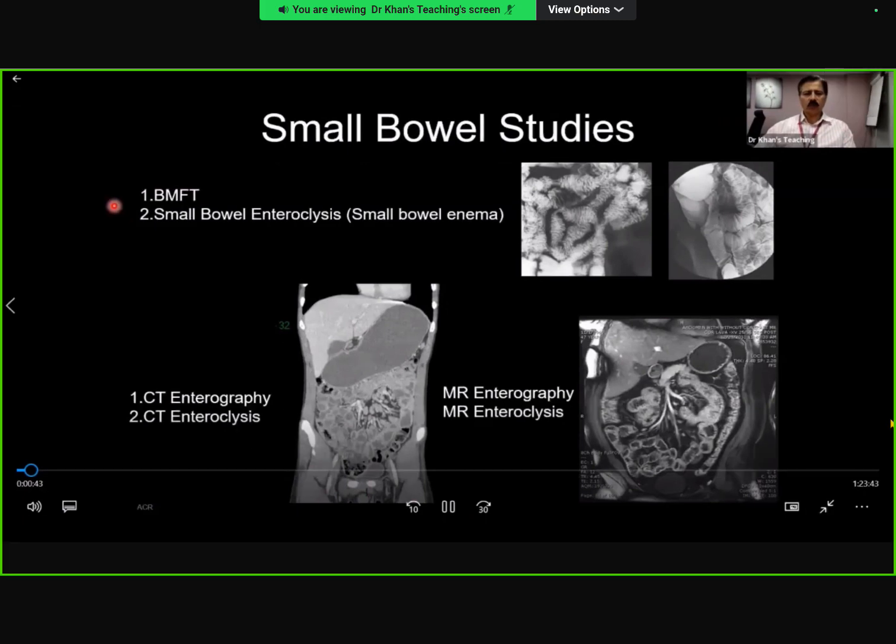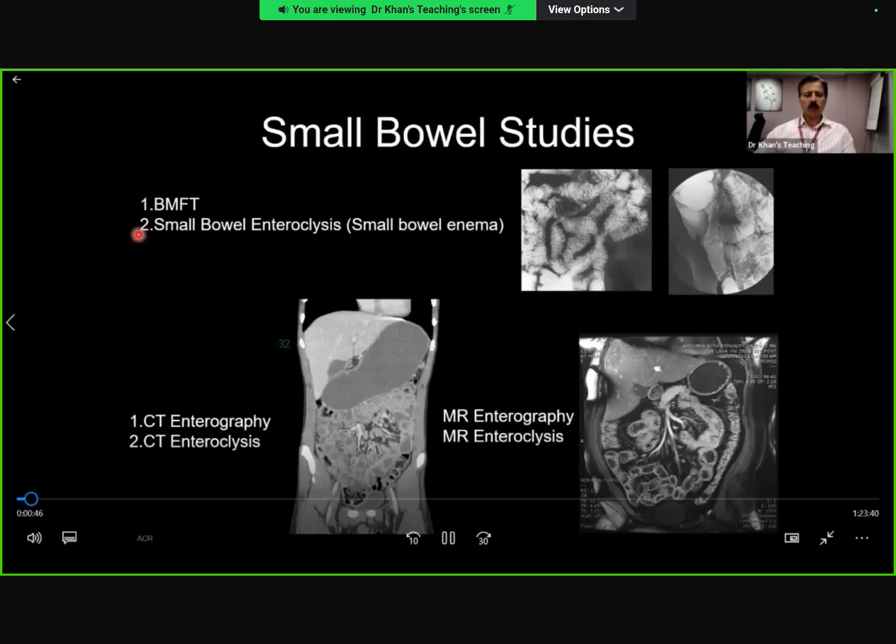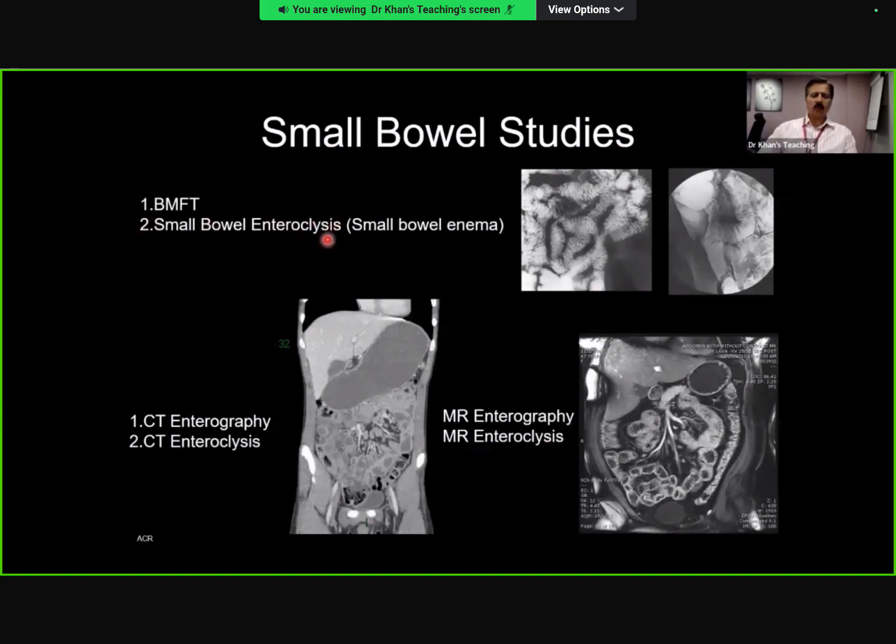Then we can do a small bowel enterocolysis, also previously known as small bowel enema, where we put a tube into the proximal duodenum. Then we give double contrast. We use methyl cellulose, and it gives a lot of distension of the small bowel. It's a very good study, but the patients, of course, don't like it. Nobody likes an NG tube going in and then being manipulated into the proximal duodenum.